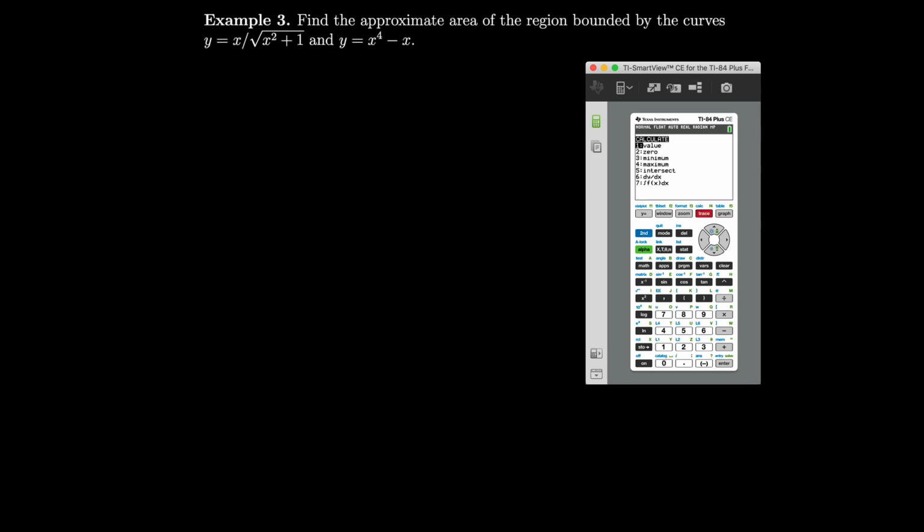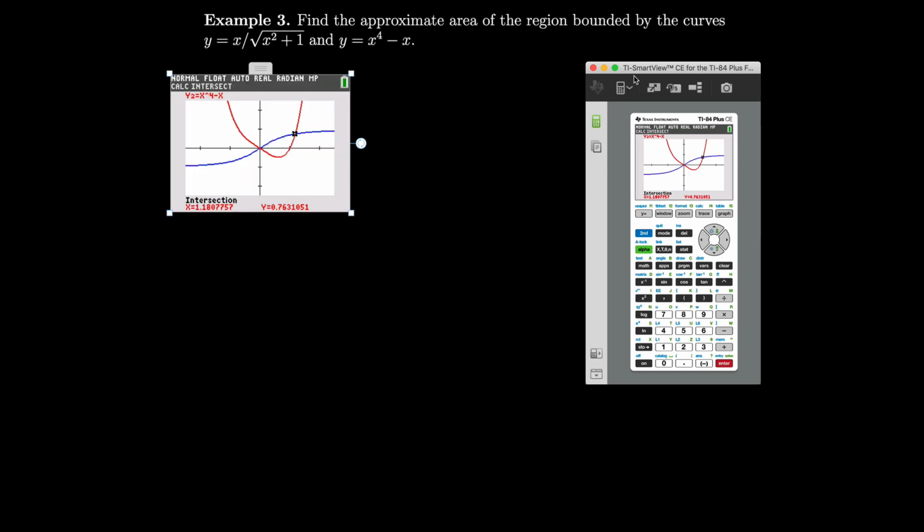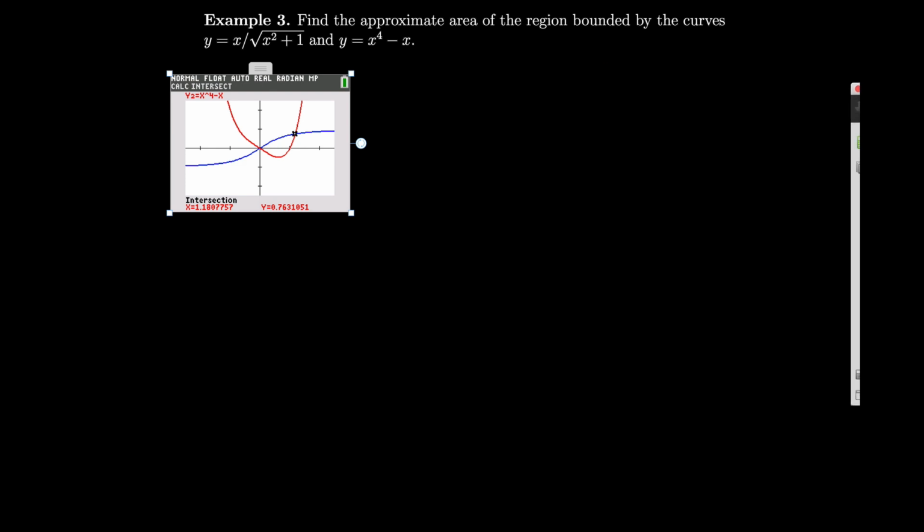Second trace to get to the calc. Let's get 5 for intersection. Our first curve is going to be that. Second curve is red, and then we'll move over to that other point. It looks like the x value is about 1.18. So let's grab that. Goodbye, calculator. So assuming that x is about 1.18 at that point of intersection, that makes our endpoints from 0 to 1.18.